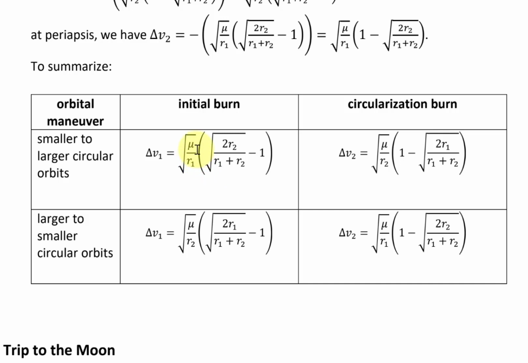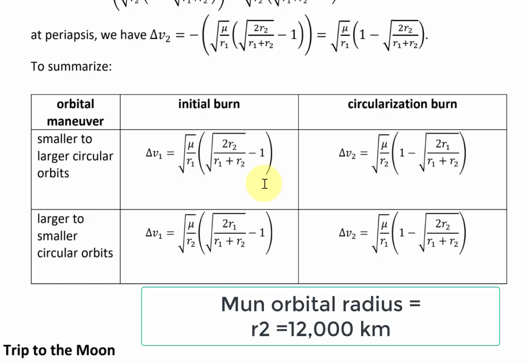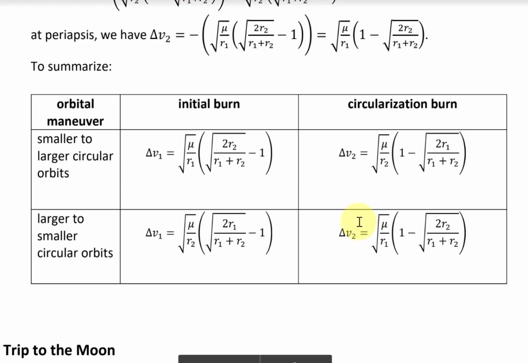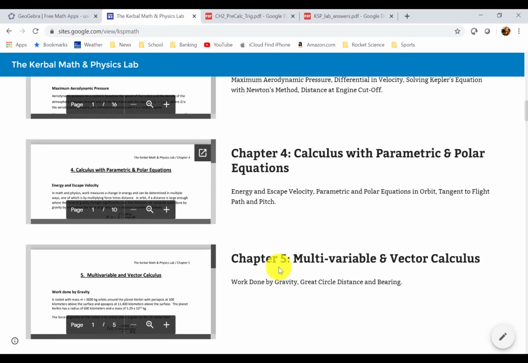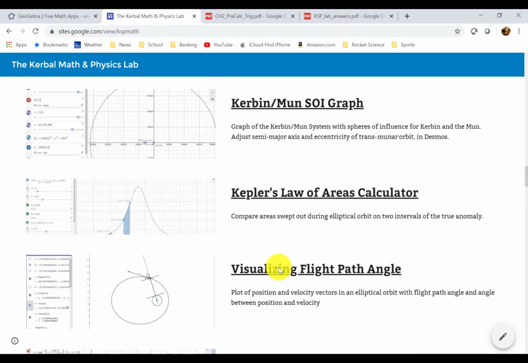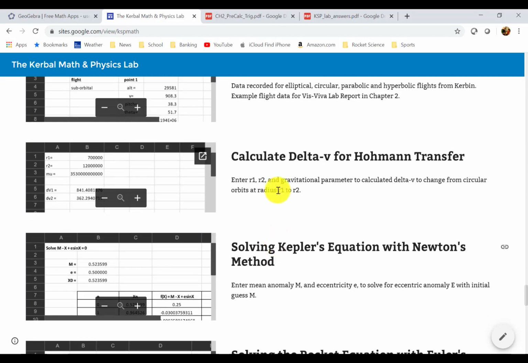Mu is the gravitational parameter of whatever the primary mass is. In this case, it's Kerbin, so that's a constant. R1 is the current circular orbit radius, and R2 will be that radius of the Mun that we're trying to reach. So you can learn more about this formula there on the workbook, and of course Google search it, but I also have a calculator here on this site. Calculate delta V for the Hohmann transfer.